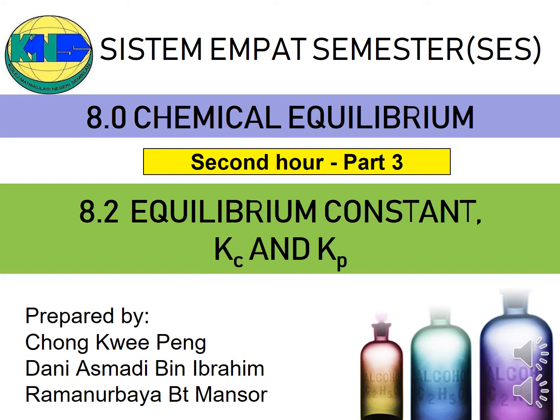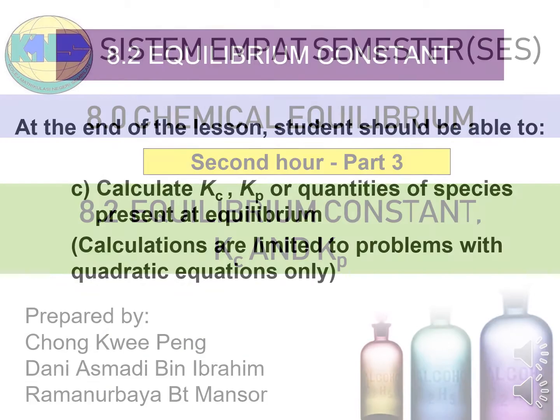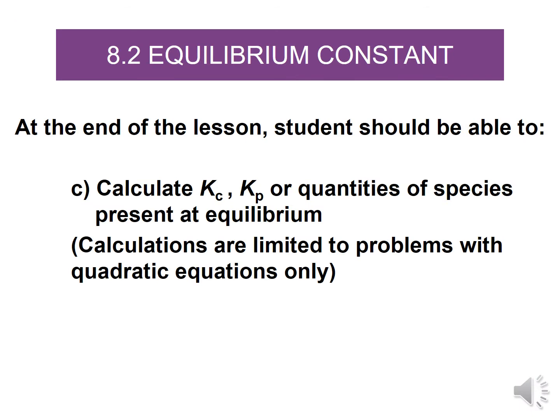Chapter 8 Chemical Equilibrium, 2nd hour, Part 3, 8.2 Equilibrium Constant, Kc and Kp. At the end of the lesson, students should be able to calculate Kc, Kp or quantities of species present at equilibrium.